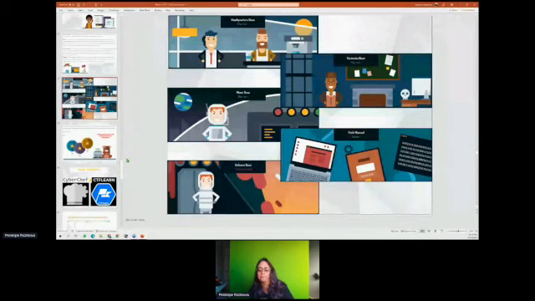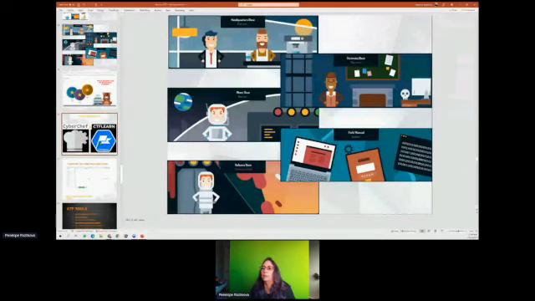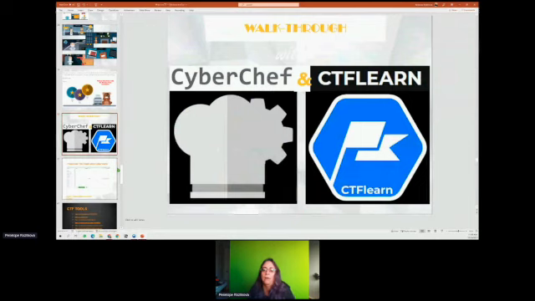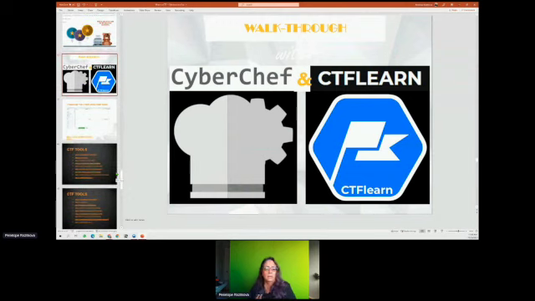So I went through that kind of quickly, but I definitely want us to be able to get to the CyberChef and CTF Learn, where you're all able to set up your accounts. Because what I want to do now is a walkthrough, and I'm going to stop sharing this and then go in and share my actual screen of where I will do that.